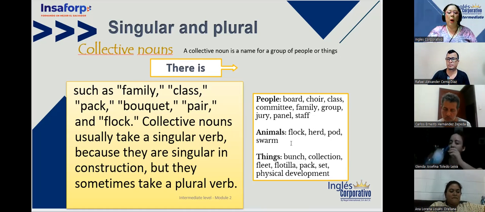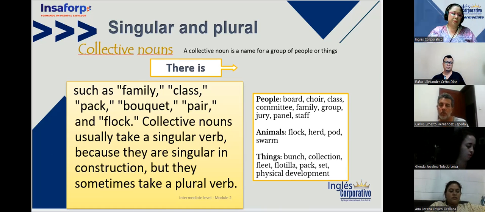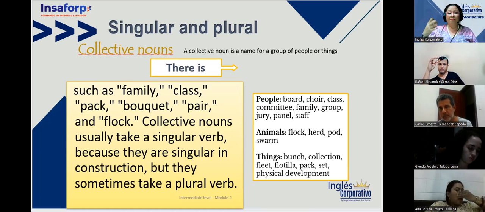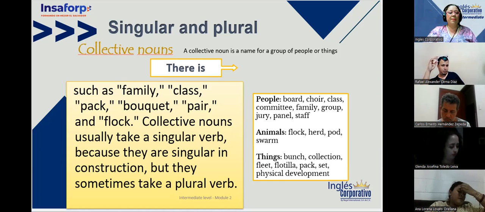Animals, flock, herd, pod, swarm. Swarm, it's a group also of animals, okay? Bunch, collection, fleet. Actually, I didn't see flotilla, okay? But it is flotilla. A pack, set, physical, development, whatever, okay? Okay, so we have collective nouns because physical development is different situations together, okay? Growth, three areas of people, whatever, okay? So let's see some examples.